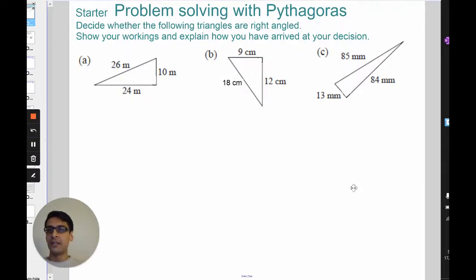Okay, this is going to be the starter. I want you to work out whether these triangles are right angle or not. So you're going to use Pythagoras for that. So pause the video, try all 3 questions. If you're not sure, I'm going to give you a hint in 10 seconds.